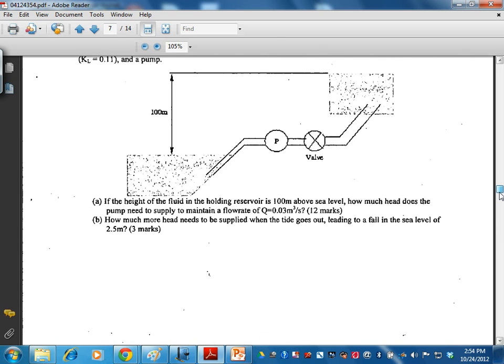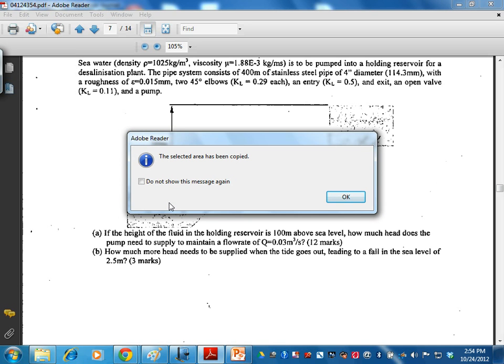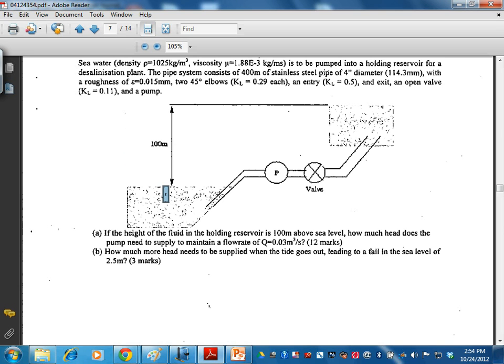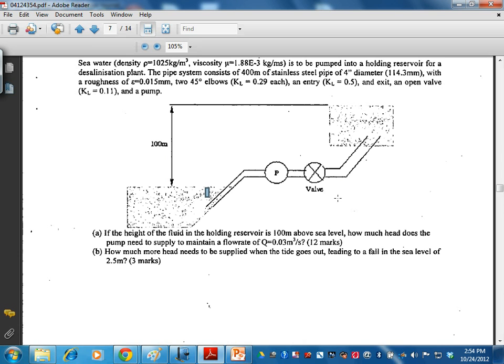If the tide goes out, this level is the same, this level drops by 2.5. How much more head is required? About 2.5 more. We assume that the length of pipe doesn't change because the pipe all starts deep inside the water. Anyway, okay. So the 2.5, you just need, right? No other parameter changes. Okay. Is that okay?